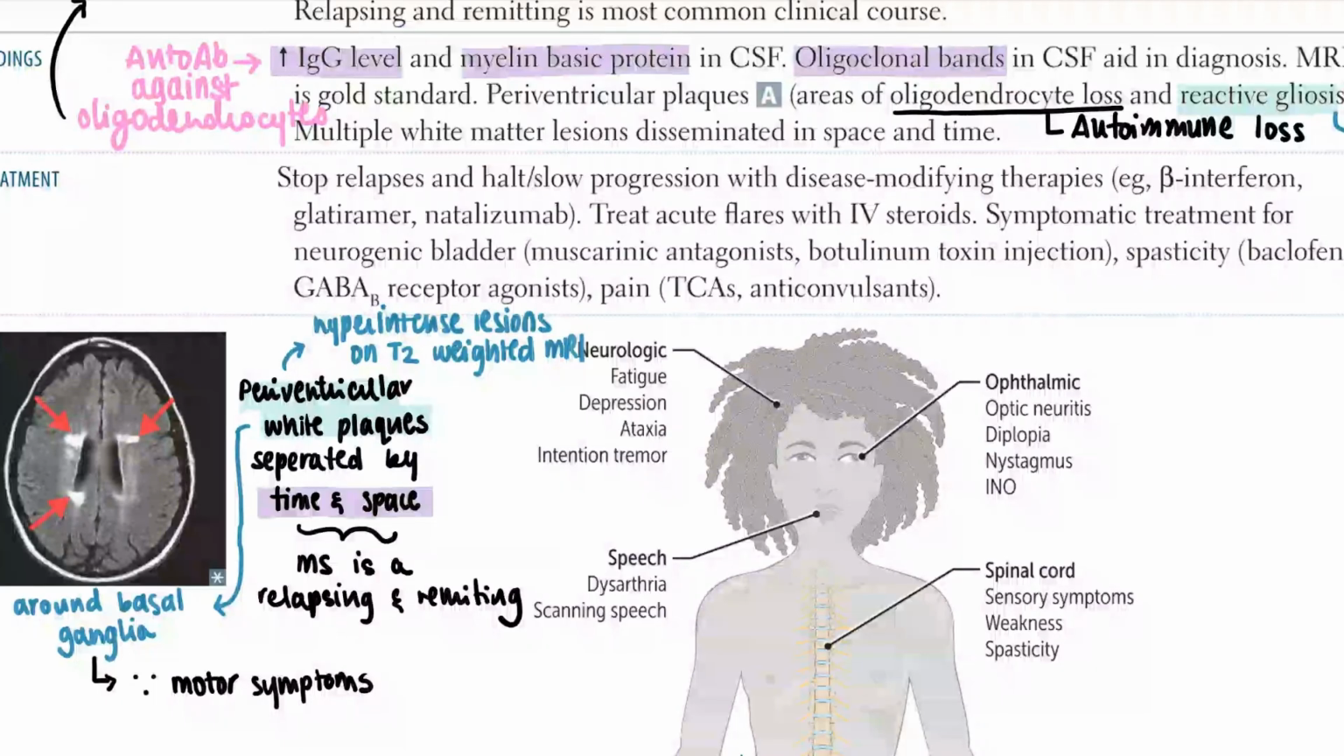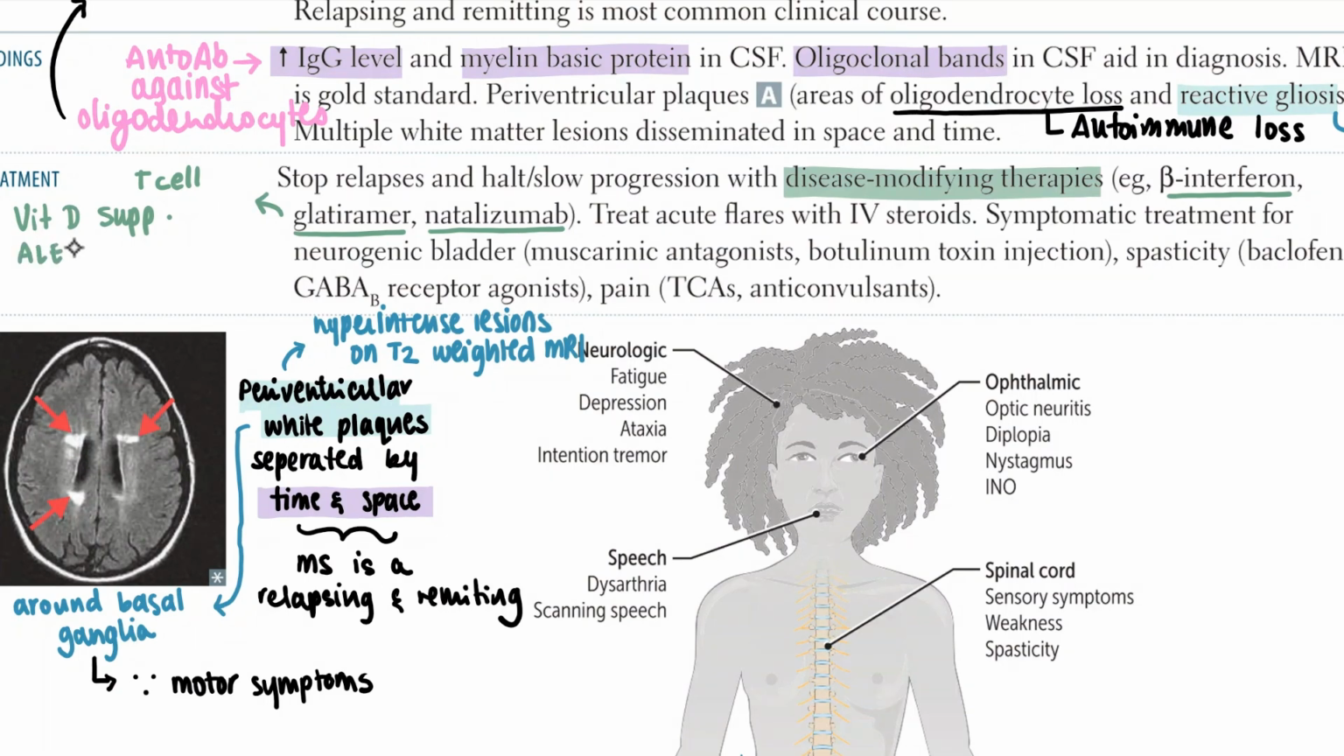For the long term treatment of MS, disease modifying therapies are used. Examples of those are beta interferon, glatiramer, and natalizumab. Glatiramer is an immunomodulator, it regulates T cell function. It is a neuroprotector. Other long term therapies include vitamin D supplementation and alemtuzumab. Alemtuzumab is a monoclonal CD52 antibody which kills WBC. And the most effective treatment is plasmapheresis.